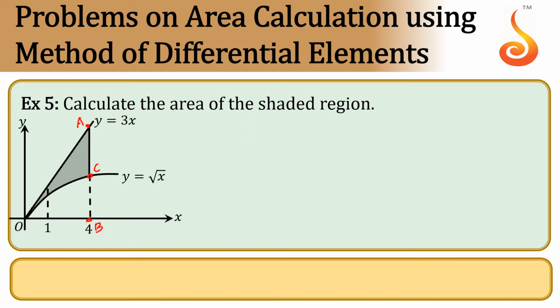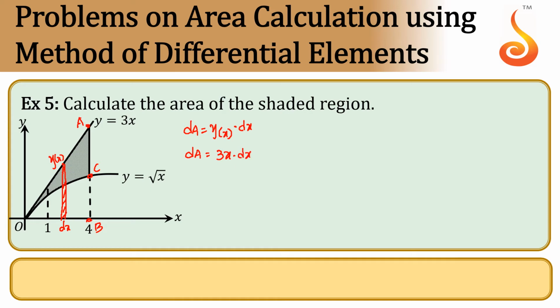So for the first one, let me calculate the area under OAB. For that, I take a small area. Let the width be dx and the height be y as a function of x, where the y value is almost constant. So we can write dA is equal to y as a function of x times dx, which is the area of the small shaded region. Therefore, the total area can be calculated. dA is equal to y as a function of x, which is 3x dx.